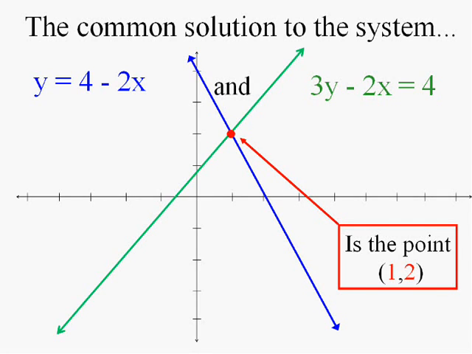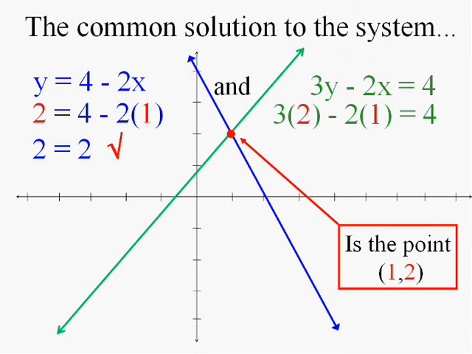Now you don't believe me, do you? Let's put in a 1 for x and a 2 for y, and son of a gun, you're absolutely correct. 2 does equal 4 minus 2. 2 does equal 2. It works in the blue equation. What about the green equation? Put a 1 in for x and a 2 in for y. 3 times 2 is 6. Minus 2. You are correct, sir.